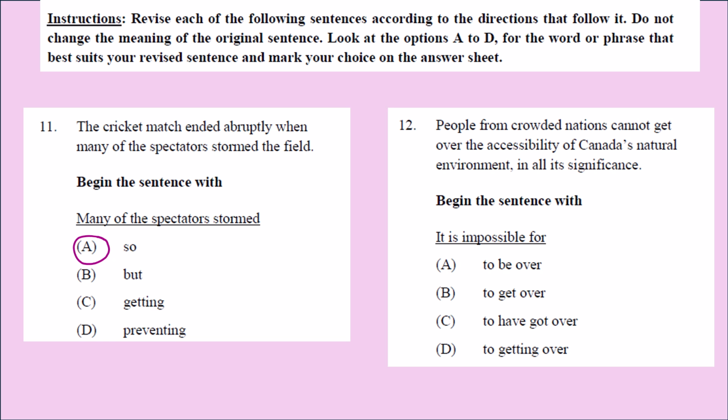Number 12, people from crowded nations cannot get over the accessibility of Canada's natural environment in all its significance. Now we're to begin the sentence with, it is impossible for. So what we'd have is, it's impossible for people from crowded nations to get over the accessibility of Canada's natural environment in all its significance.